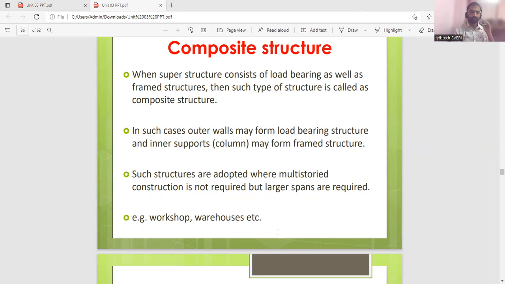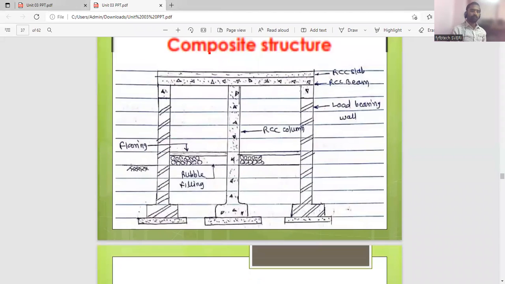Yes, all of you? Yes sir. See the composite structure, how it is. Here this is called a slab, RCC. Here it is a slab, here it is a beam. The slab load comes onto the beam, and the beam transfers it to the column inside. Outside there is a brick wall. This is a load bearing wall and this is a column. See the shape.